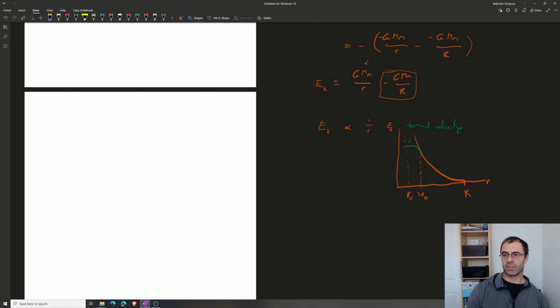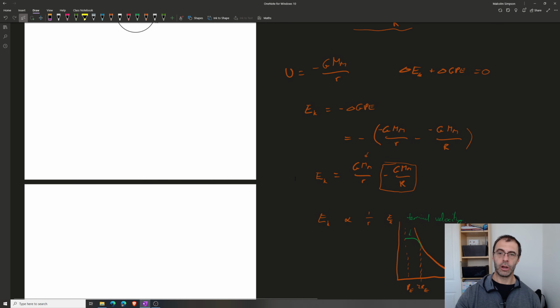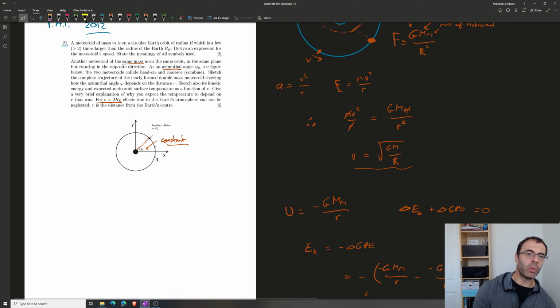So hopefully that makes sense. Outside of the Earth's atmosphere, it's just a direct transfer from gravitational potential into kinetic. Inside the Earth's atmosphere, something different has to happen. The resistive forces due to the atmosphere are going to cause a terminal velocity. So with that in mind, let's think about the surface temperature, because if it's reached a terminal velocity but it's still losing gravitational potential energy, where is that energy going? Well, it's heating up the meteoroid.